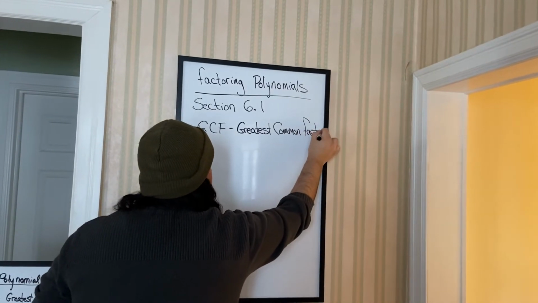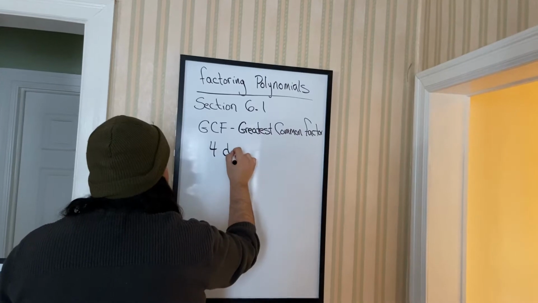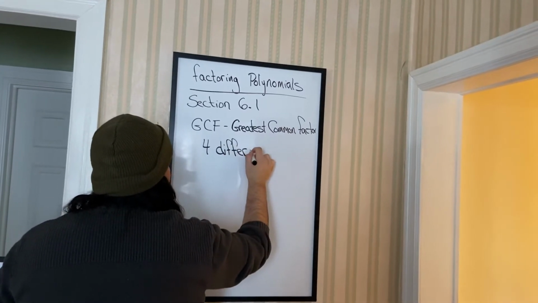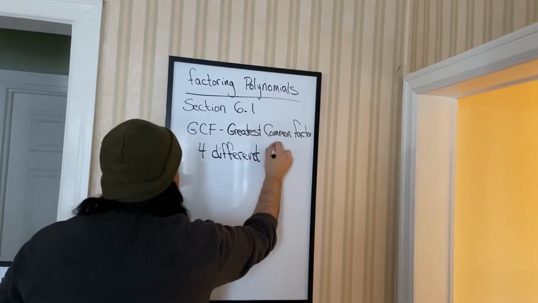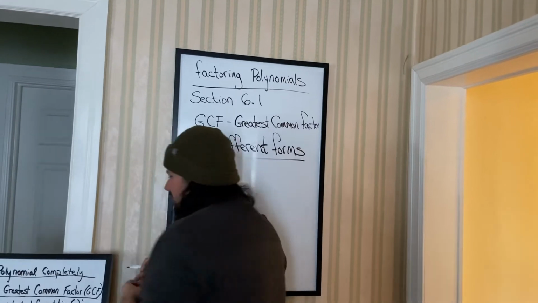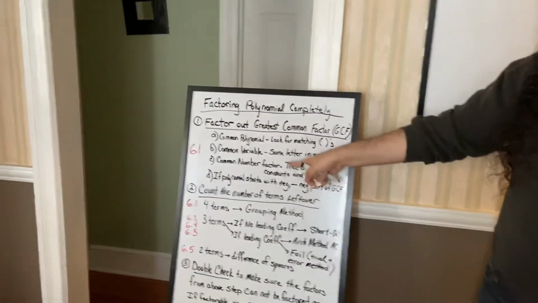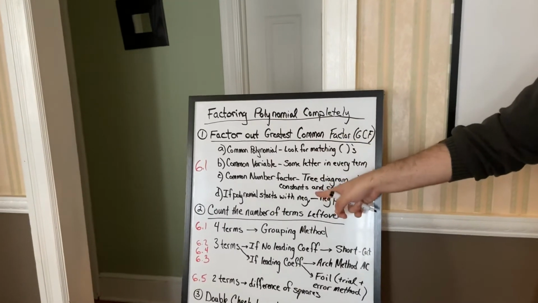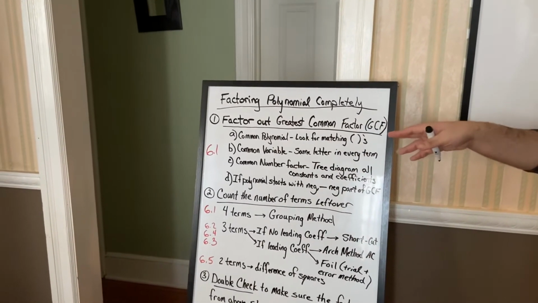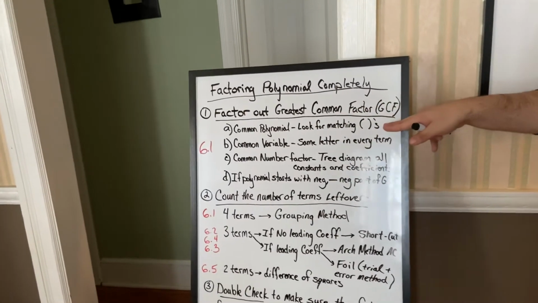Now GCF can come in 4 different formats. We have them listed over here. When it comes to factoring out a GCF, these are the 4 different types that you're going to see. The first type is a common polynomial. This is the easiest one to find because all you're going to do is look for matching parentheses.